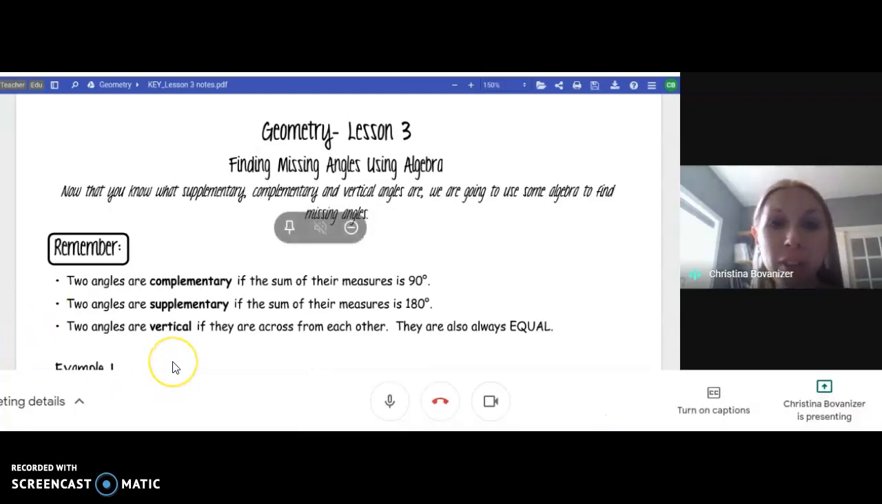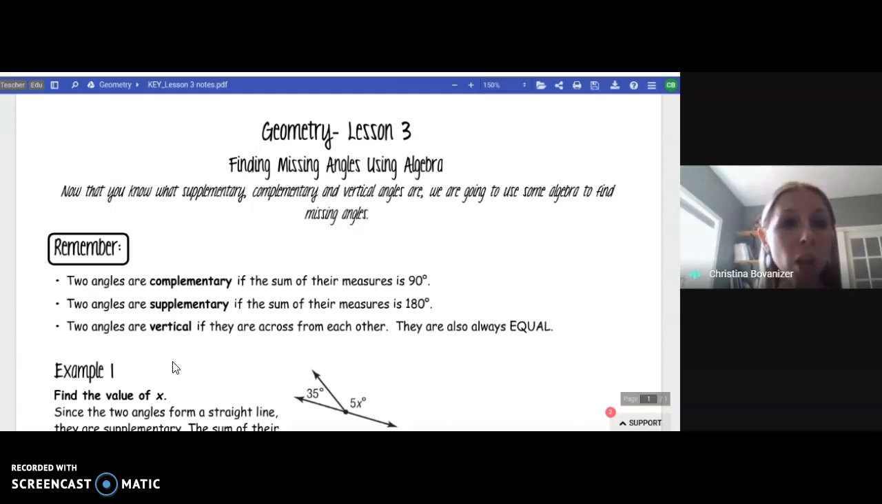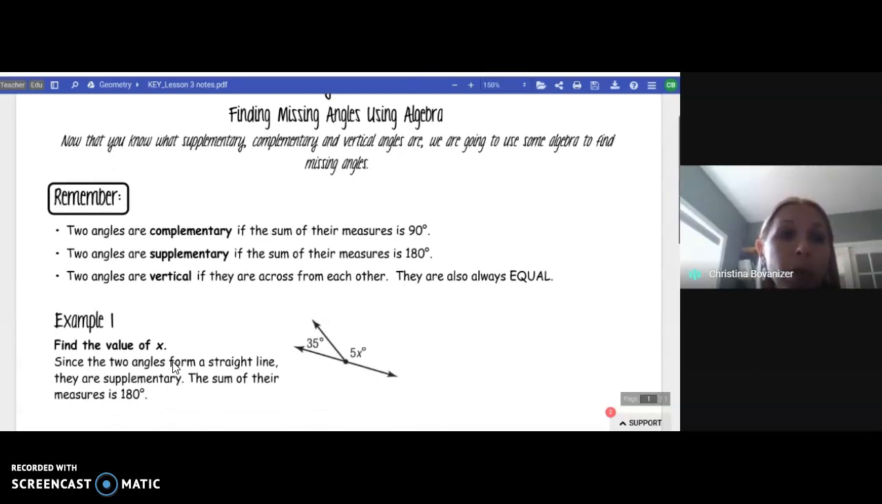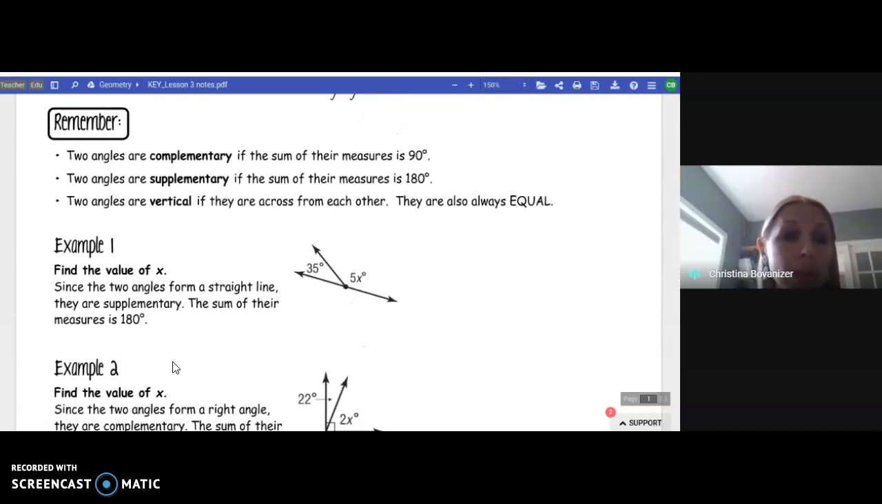Today we're going to be working on finding missing angles using algebra. Yesterday we talked during our live class about what supplementary, complementary, and vertical angles are. And today we're going to use that same information, but we're also going to use some algebra to find missing angles. So just a couple of reminders from what we talked about yesterday.